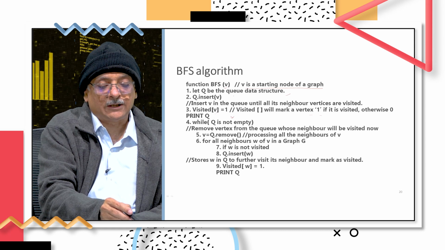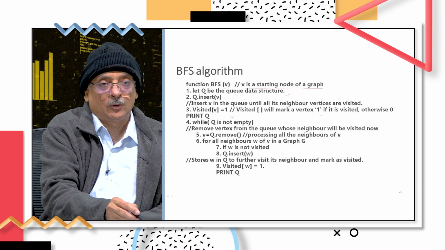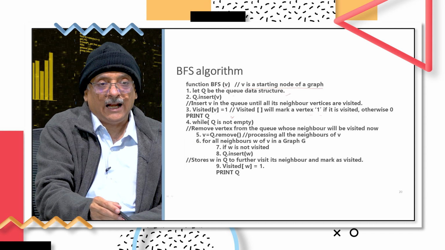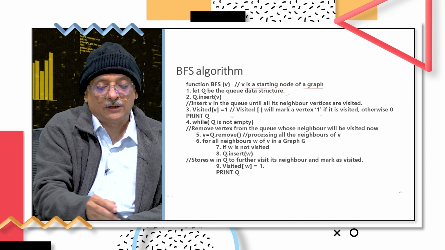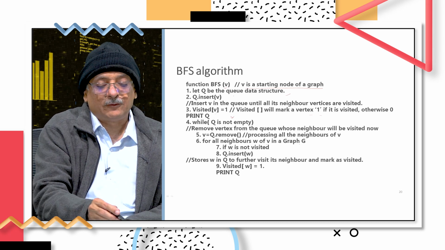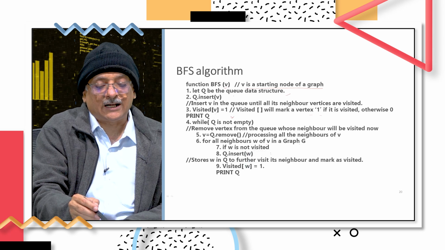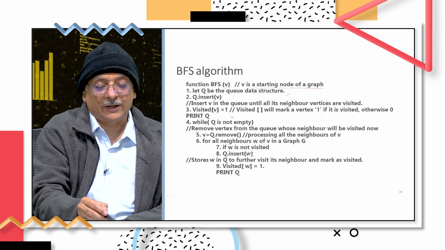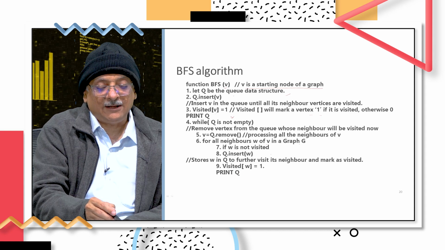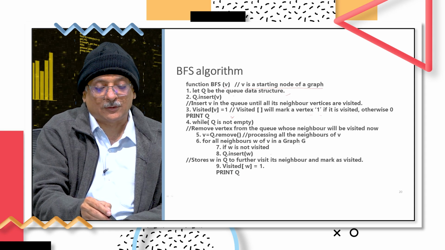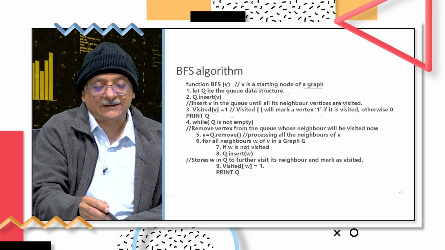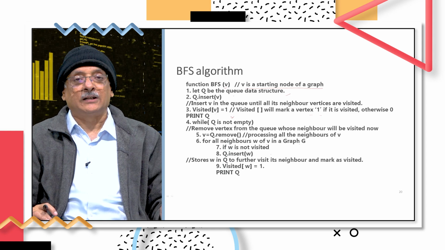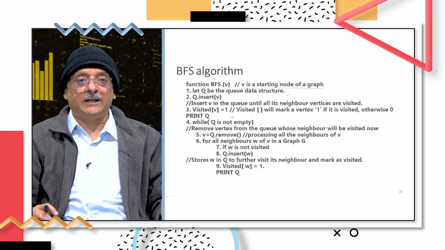So, we remove the first element to a node called small v, and then process all its neighbors. For all neighbors W of this particular node in a graph G, if W is not visited, insert that node into the Q, and then you have visited this W. So, mark it visited and print it into the queue. This is how this algorithm works, and if we explain it with the help of an example, then it will be better.